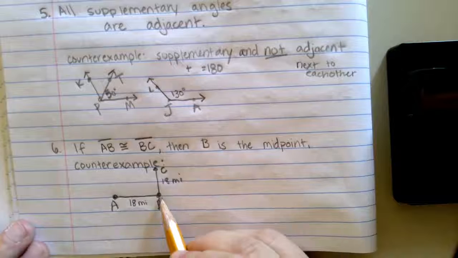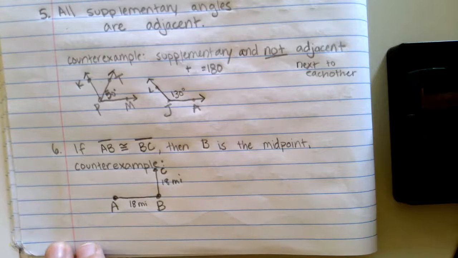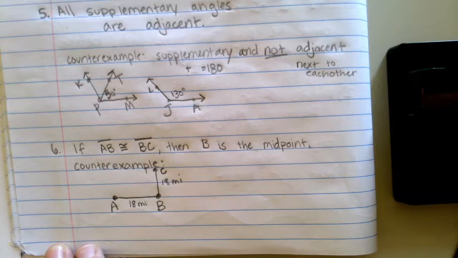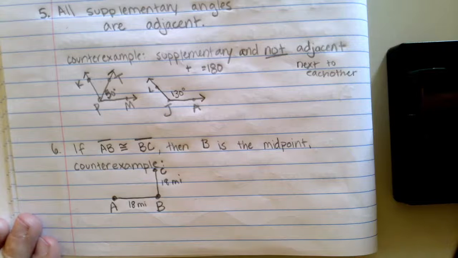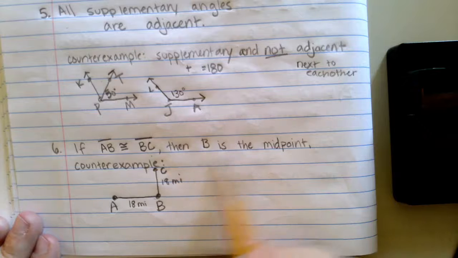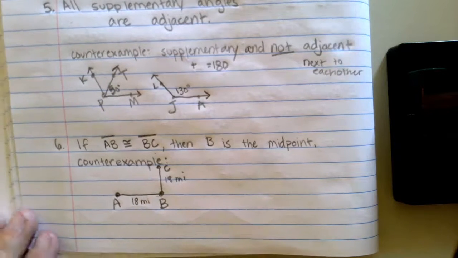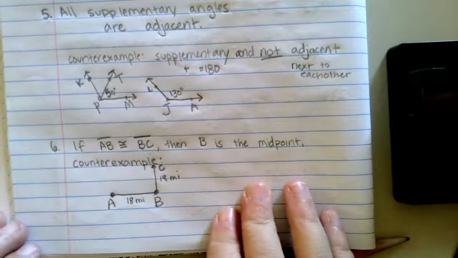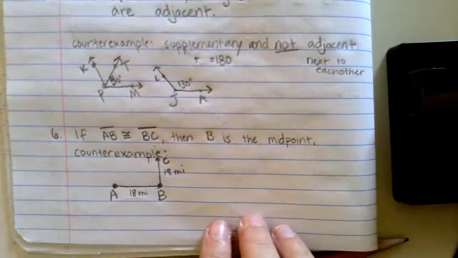Is B the midpoint? Remember, midpoint means it has to be on the line right in between them. So C would have had been over here. So here we have AB is congruent to BC, but it's not the midpoint. So we can show that this rule is not always the case. This isn't a law. It doesn't work every time. So we have that counterexample.